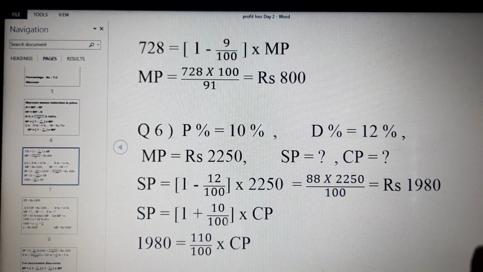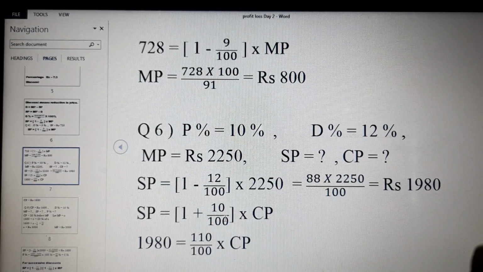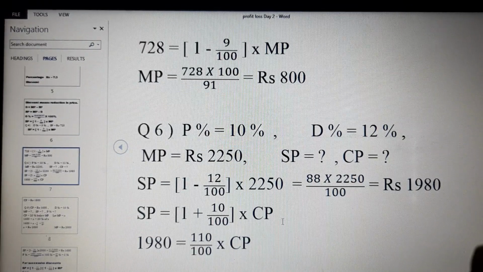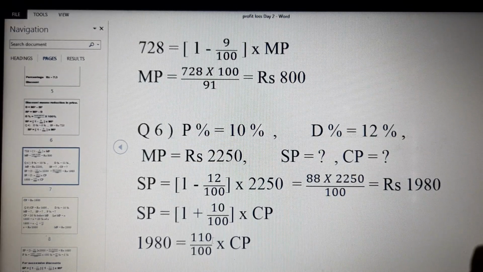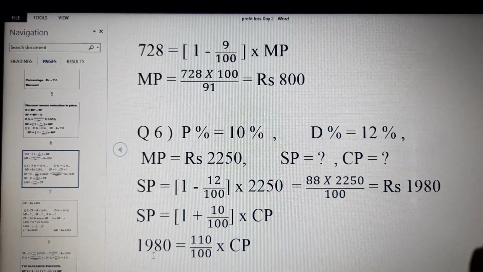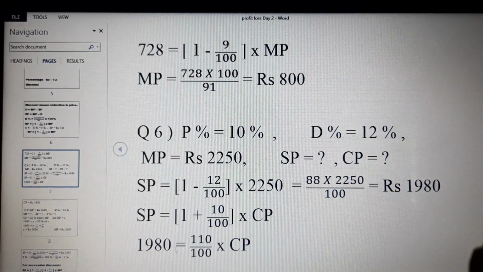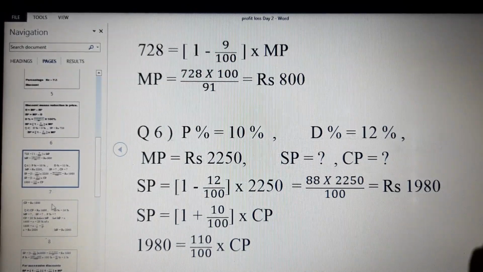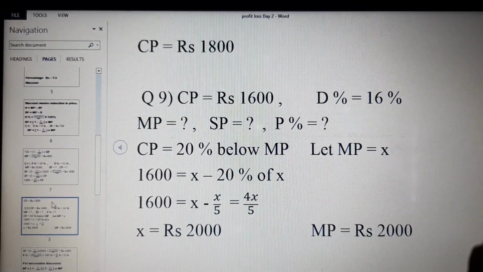We'll use our old formula. SP is equal to 1 plus profit upon 100 into CP. Profit is 10%, we'll take the LCM. 100 plus 10, 110 upon 100 into CP. We have put the value of selling price. If we transfer 110 upon 100 to LHS, it becomes 100 upon 110 and cost price will be 1,800 rupees.